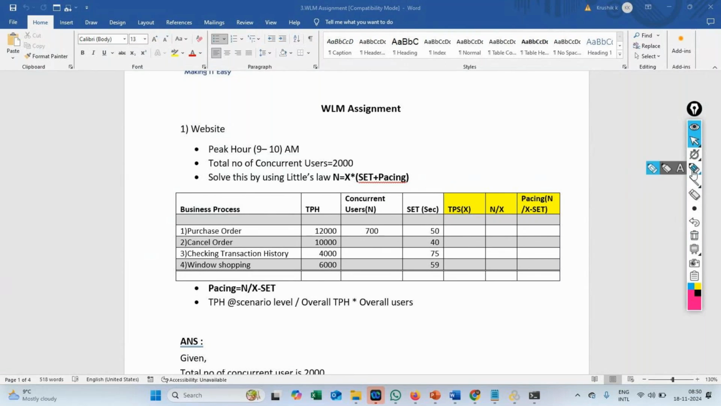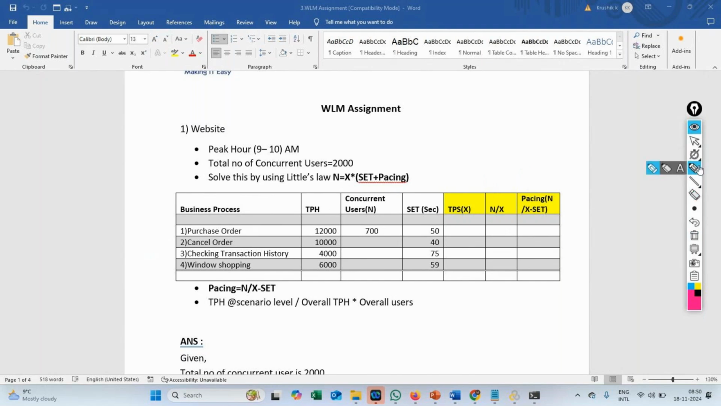Now, these are the inputs given by the client, and this is the value I got after developing the script and running it in my local VuGen. Now, I need to calculate pacing. I have these three values. I have this value, but indirectly. X value I have, but indirectly. Let's see. You just need to keep it simple. Just calculate these three columns.